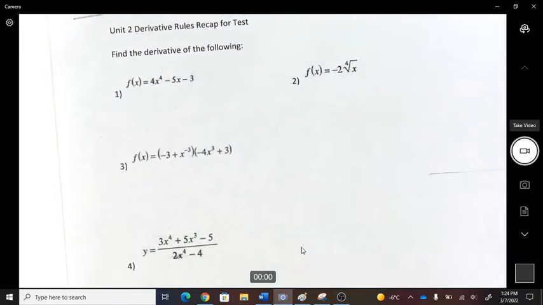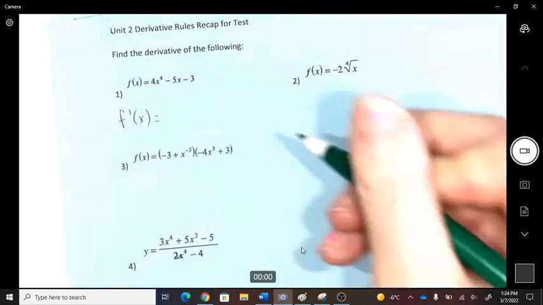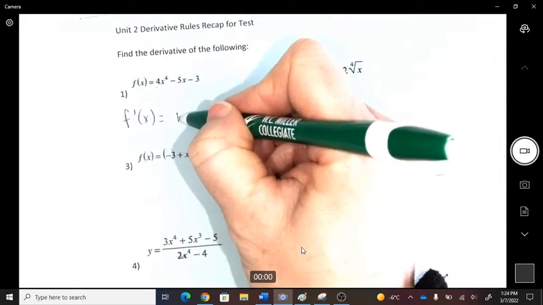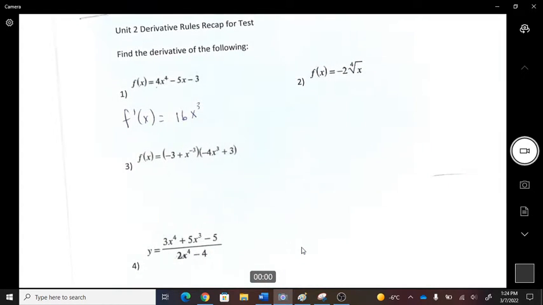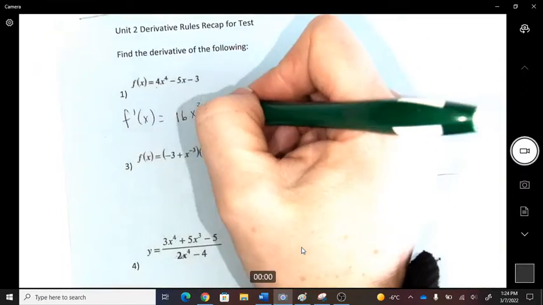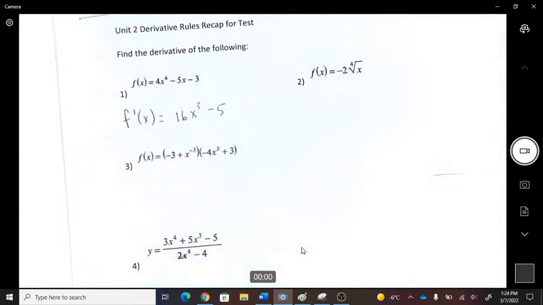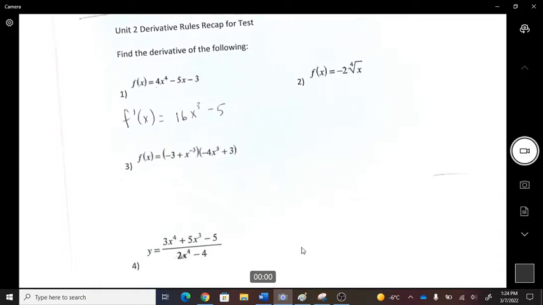Alright, number 1. So when we derive the function, I guess I'll go f prime. Okay, ready? Rules. Multiply. So 16. Go down an exponent. Multiply front and top, so -5. And when you go down, it's nothing there. Okay, and then every time you derive just a number, it's 0.